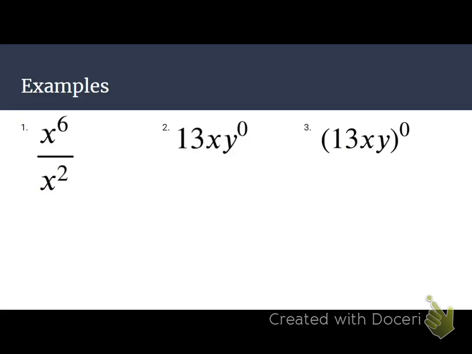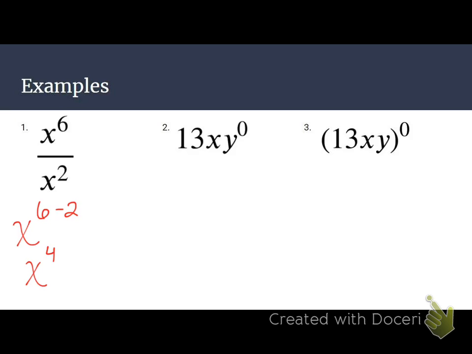Okay, let's get started with some examples. On example 1, we are dividing the same base. What's the base? X. We're dividing the same base, so what are we going to do with the exponents? Subtract them. So we would have x raised to the 6 minus 2 power. That gives us x to the 4th. That's all there is to it.